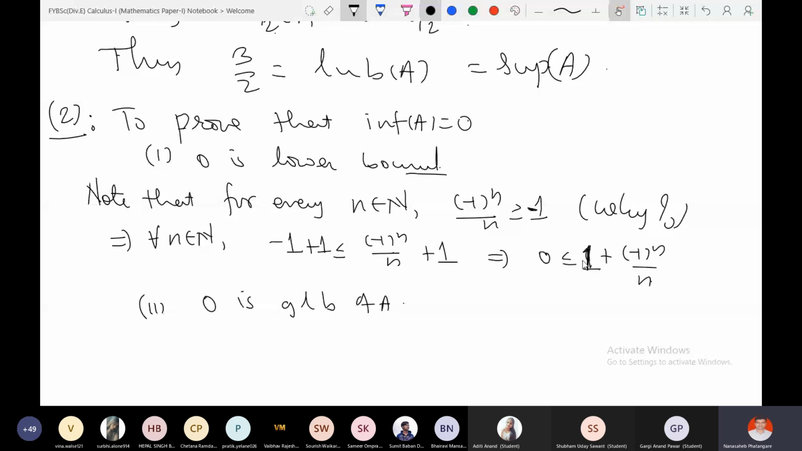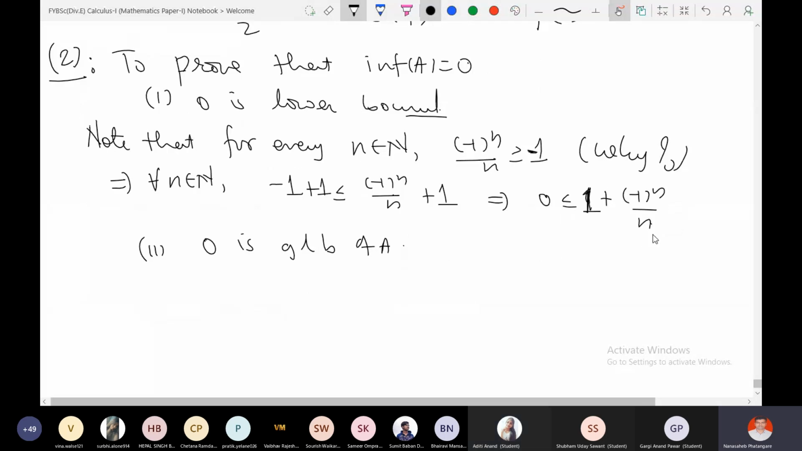Is it correct? Is this correct? Yes, sir. And so every such element is greater or equal 0. So what is the conclusion? For every x in A, every member of the set, x is greater or equal 0. Therefore, 0 is a lower bound.